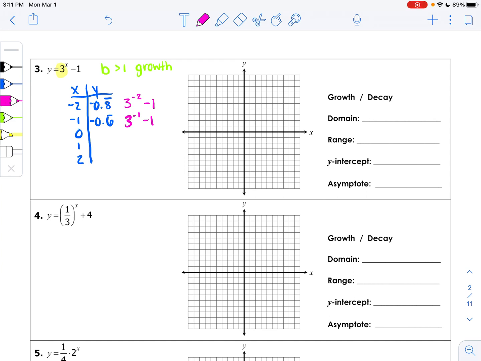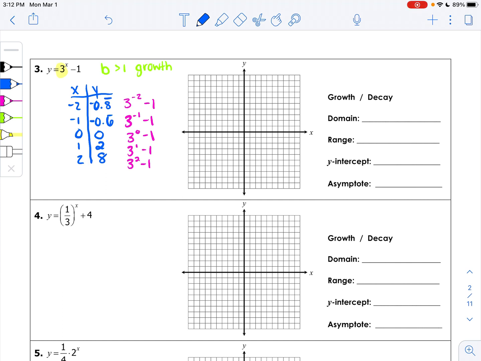And then 3 to the 0 power minus 1. Well, we know 3 to the 0 power is 1, and 1 minus 1 is 0. But you can also put that into your calculator. And then 3 to the first power minus 1. 3 to the first power is 3. 3 minus 1 is 2. And then 3 to the second power minus 1. 3 squared is 3 times 3 is 9. Minus 1 is 8.